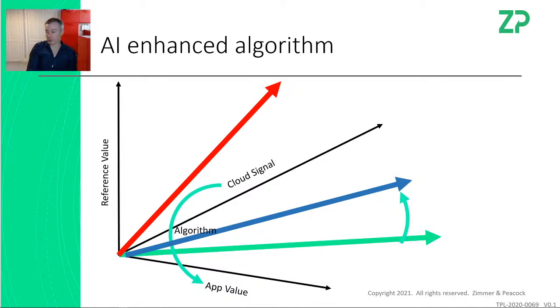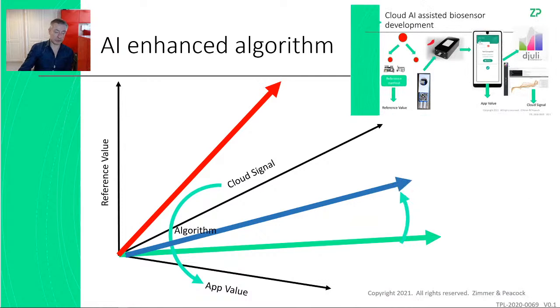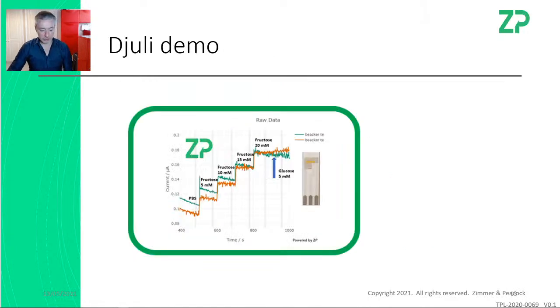Essentially this is our workflow. If you're doing a development or collaboration with Zimmer and Peacock, you will be getting involved in this kind of workflow of how we can improve the algorithm with time. It's only possible because we have good meters, good app development, and good Julie. I just want to explain how we are getting better and better at making better and better biosensors. I'm going to do a quick demonstration, and I realize I've only got about 3 minutes, so I'm going to be pretty quick about it.